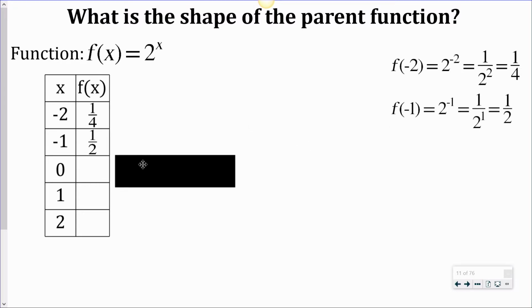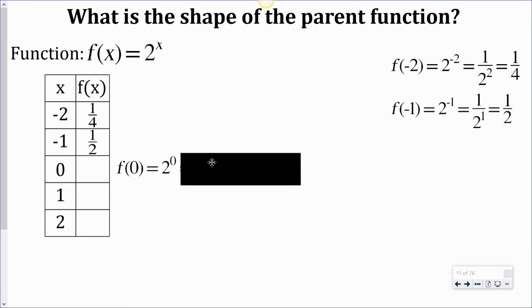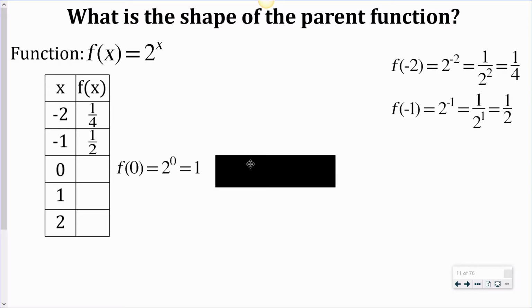2 to the 0. Here's another exponent rule that we may have forgotten about. Any number that we raise to the 0 power, no matter how big, no matter how small, whether we know the number or we don't know the number, any number raised to 0, what do you know about that? It produces 1 as the answer. Yes, you're exactly correct. So 0 is going to be 1.